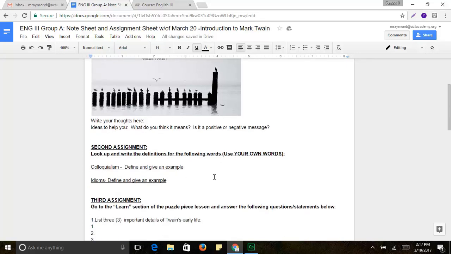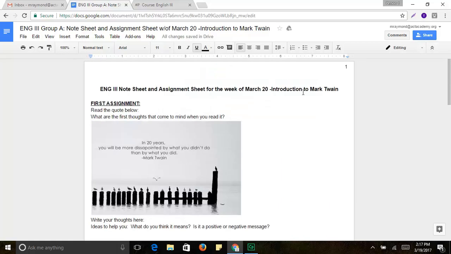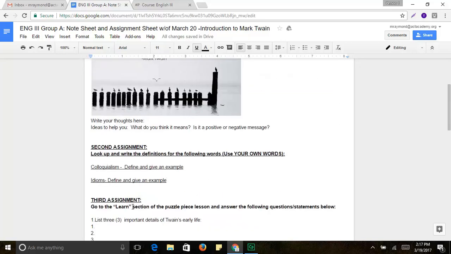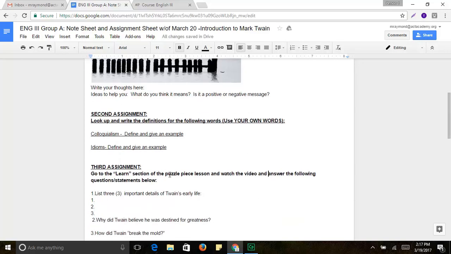Okay. Third assignment, you're going to go to the Learn section of the puzzle piece lesson. Again, we're working on the puzzle piece lesson, Introduction to Mark Twain. You go into the Learn section, watch the video in the Learn section like you usually do, and then answer the following questions or statements below.